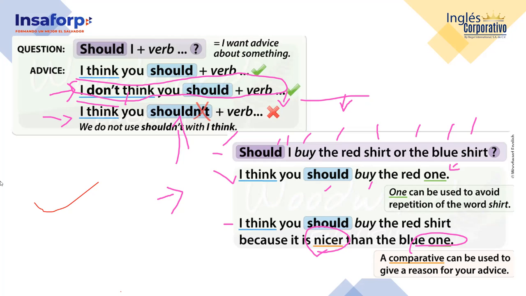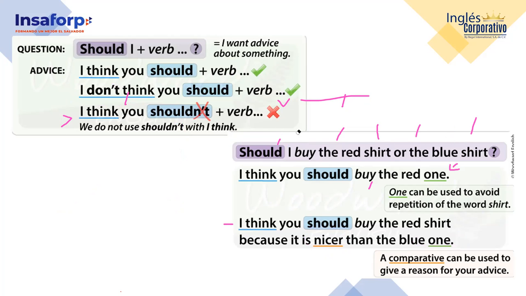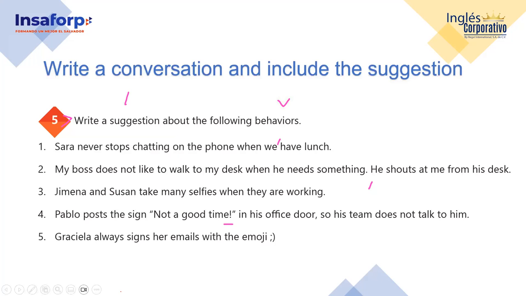Now we're going to work a little bit with this. Okay. And now we have two exercises at the same time. Two exercises. How come? Bam. It says, write suggestions about the following behaviors. Aquí está Sara. Y de acuerdo a Sara, dice, Sara never stops chatting on the phone when we have lunch.